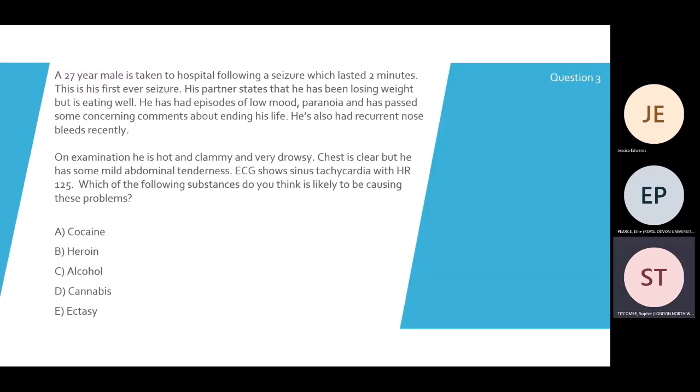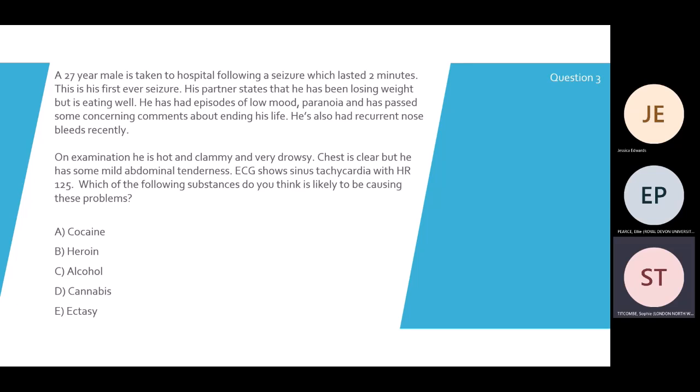So if we move on to question 3. A 27-year-old male is taken to hospital following a seizure which lasted 2 minutes. This is his first ever seizure, and his partner states he's been losing weight but is eating well. He's had episodes of low mood, paranoia, and has passed some concerning comments about ending his life. He's also had recurrent nosebleeds.